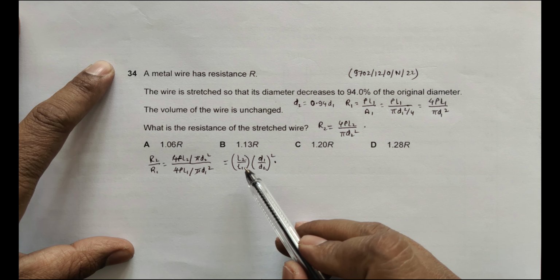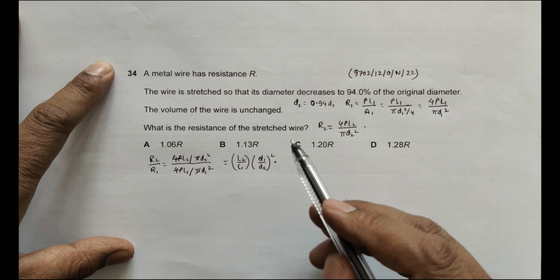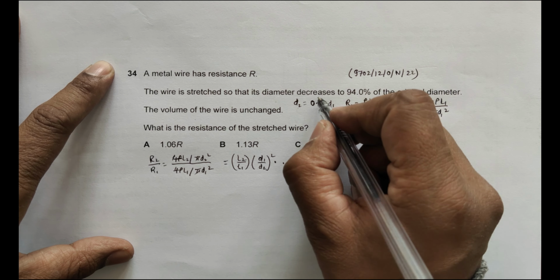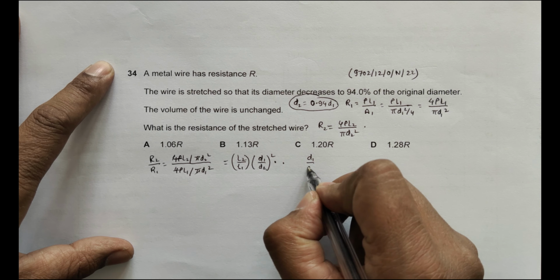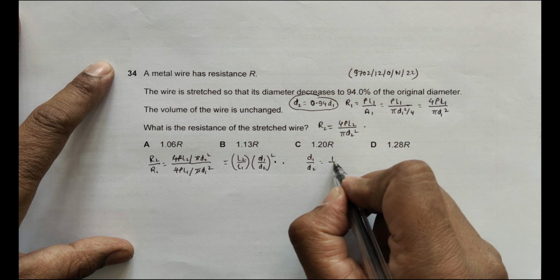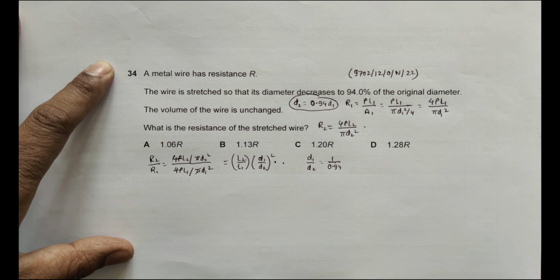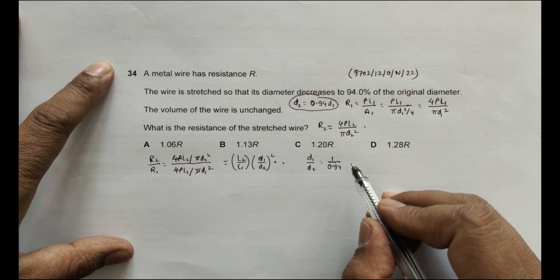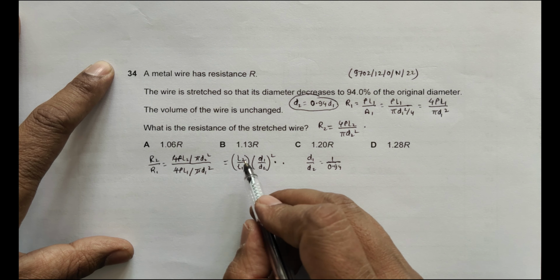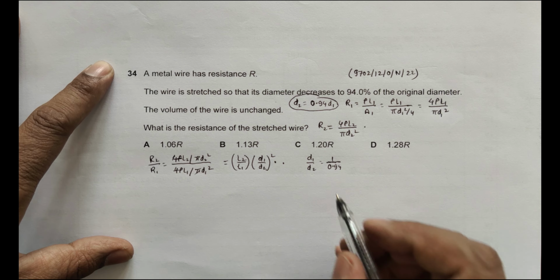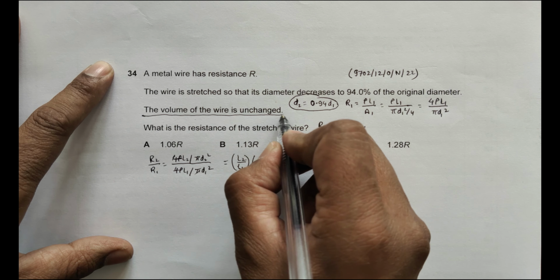Now let us find the ratio for L2 by L1 and for D1 by D2. From this relationship, D1 by D2 should be equal to 1 by 0.94. Now what will be this L2 by L1? To calculate this, I must use this statement here: the volume of the wire is unchanged.